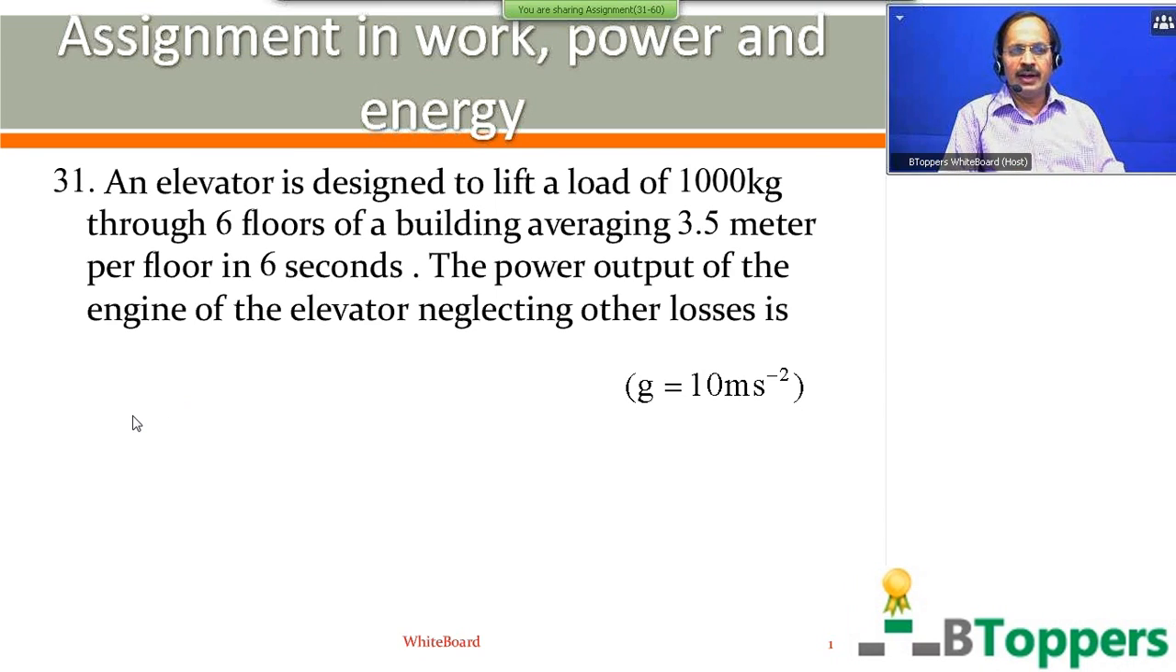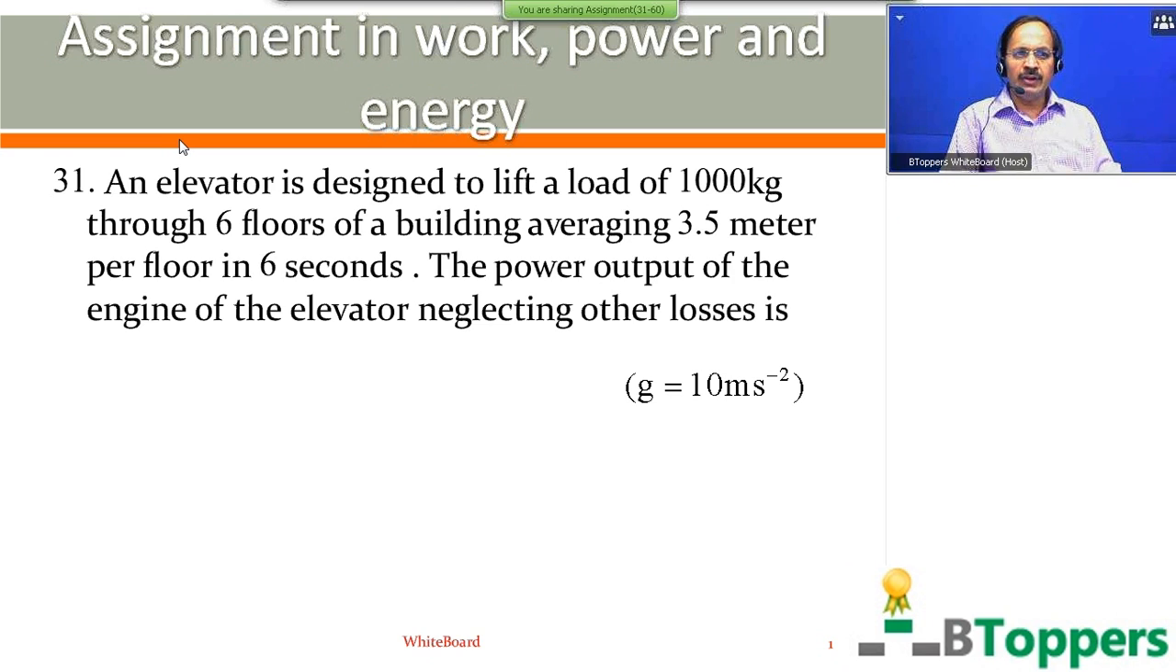So in my previous class, I have shown you the questions in the assignment in work for energy, numbering from 31 to 60. Earlier, I have already discussed the solutions of the questions in the assignment in work for energy, numbering from 1 to 30. In the previous class, I have shown you the questions numbering from 31 to 60, and I have even shown you the answers for those questions.